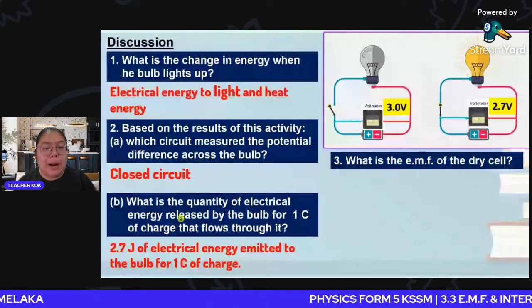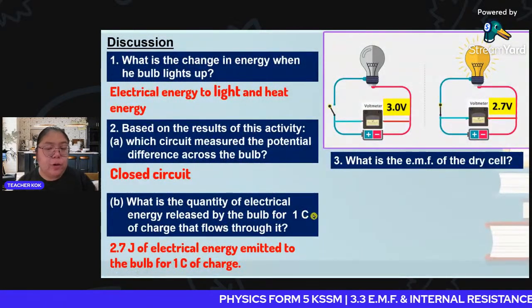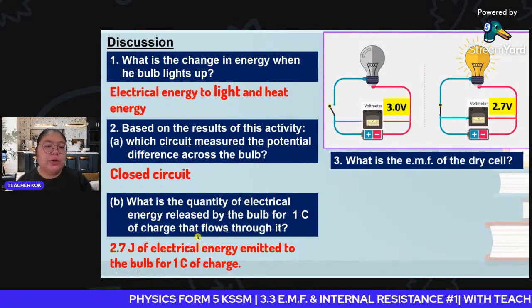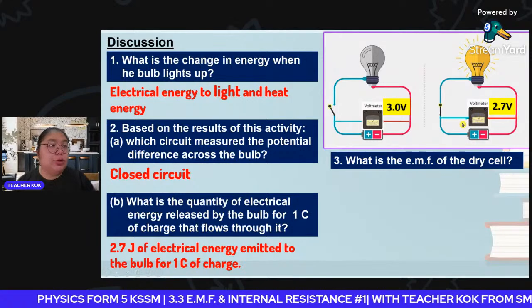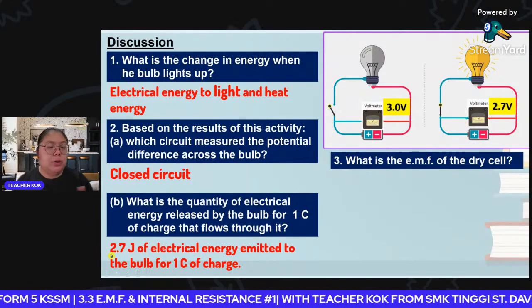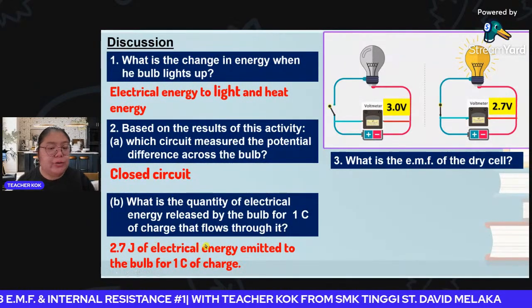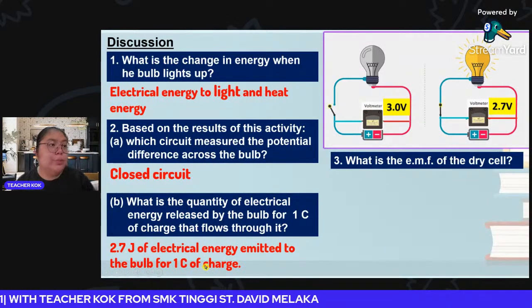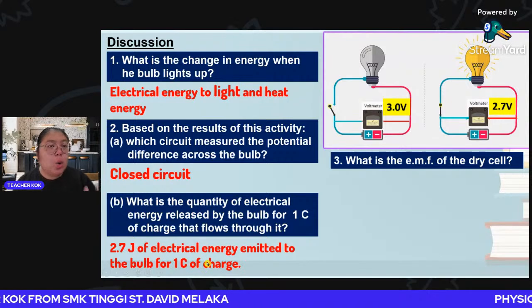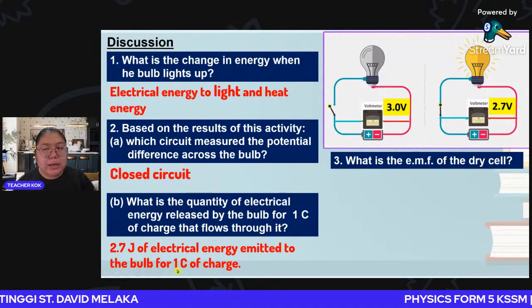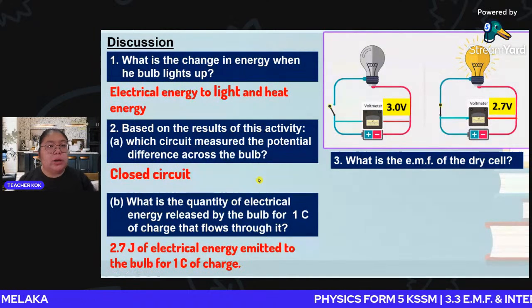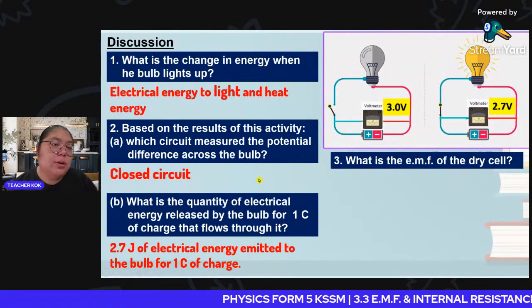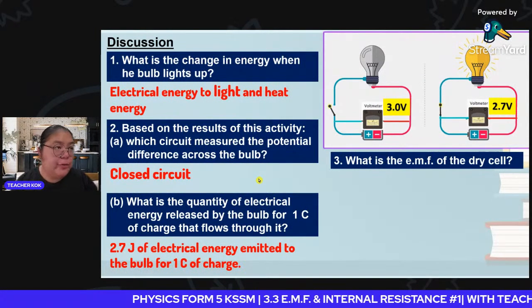So from here, they say bulb. Released by the bulb for 1 coulomb of the charge. So we just take 2.7 and make it joule. So we explain 2.7 joule of the electrical energy is emitted by the bulb for 1 coulomb of the charge. Only the bulb. If it's not the bulb, we're just talking about point to point. That one is a potential difference.